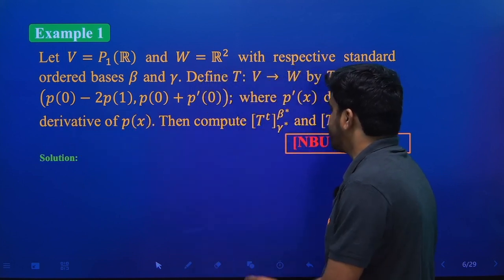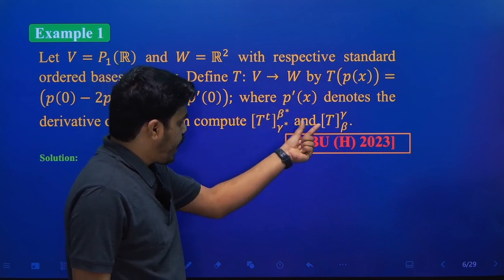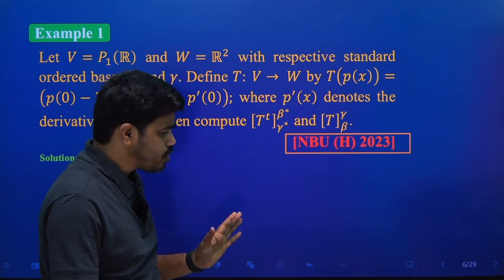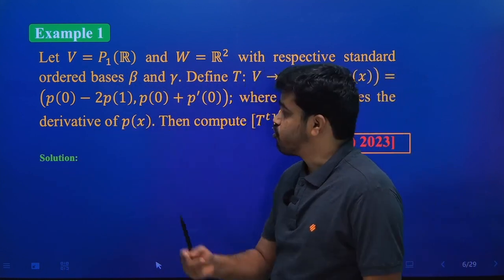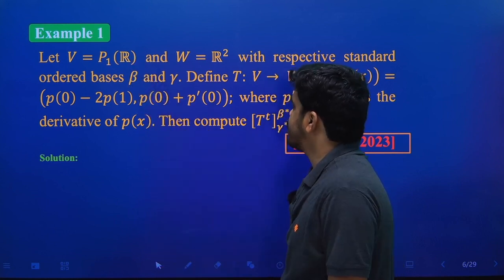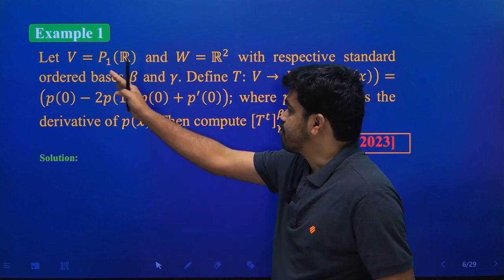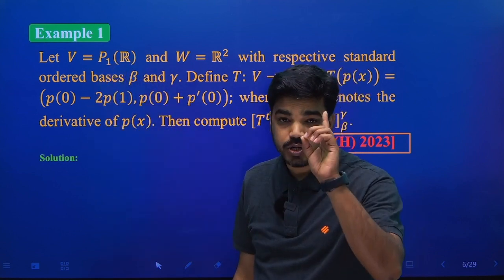Then compute the matrix of T transpose from gamma star to beta star and the matrix of T from beta to gamma. Okay, so first of all, note this problem. Let V is equal to P1(R), W is equal to R2, that is two-dimensional space. V is a set of all real polynomials of degree 1.